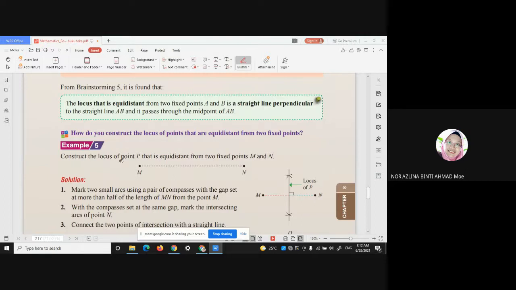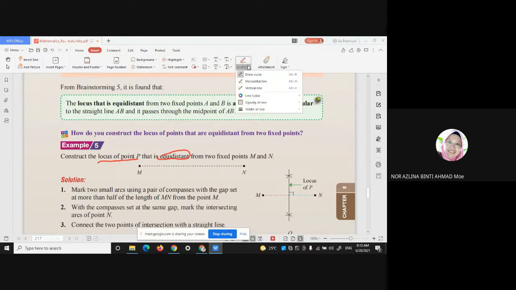Construct the locus of point P that is equidistant from two fixed points M and N. So we want to draw the locus of point P. M, N. So where is the locus? Equidistant. The question asks you to draw the locus equidistant from two fixed points.